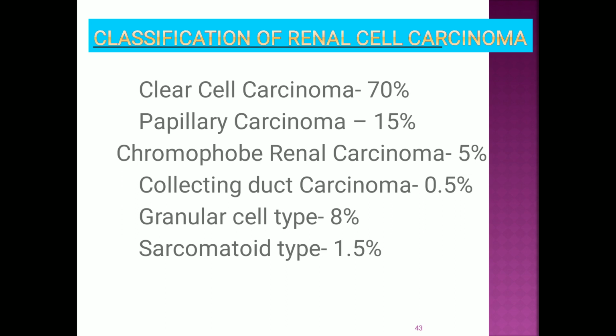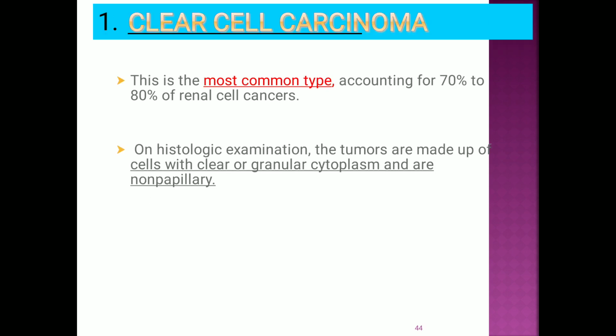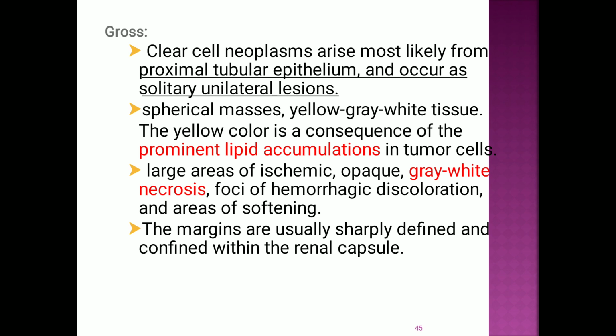Classification of renal cell carcinomas: clear cell 70%, papillary 15%, chromophobe 5%, collecting duct 0.5%, granular cell type 8%, and sarcomatoid type 1.5%. Clear cell carcinoma is the most common type, accounting for 70 to 80% of renal cell cancers. Histologic examination: tumors are composed of cells with clear or granular cytoplasm and are non-papillary.